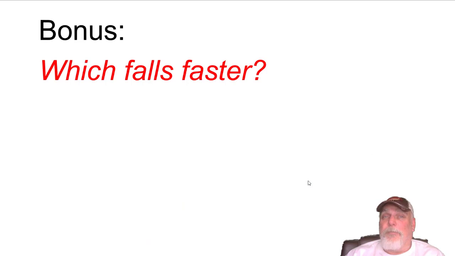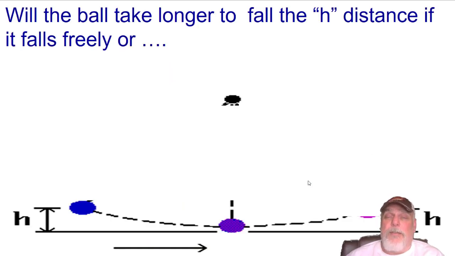Now here's some bonus concept for you. Which is going to be falling faster? So now imagine this scenario. If I have this ball here, if I were to just drop it from this height as it falls to the ground, it hits the ground. Now, that would take a certain amount of time. Let's say it takes 2 seconds to do that.